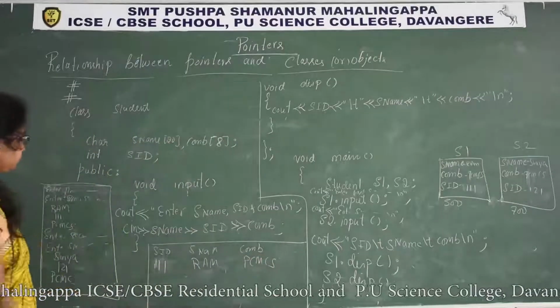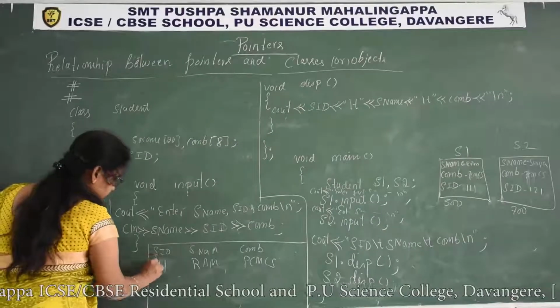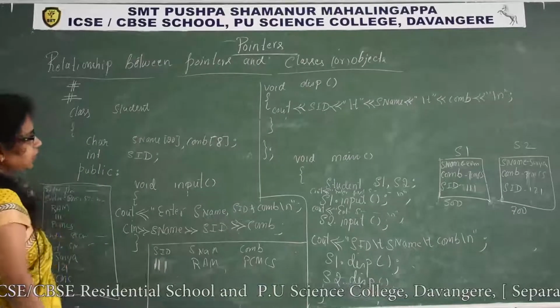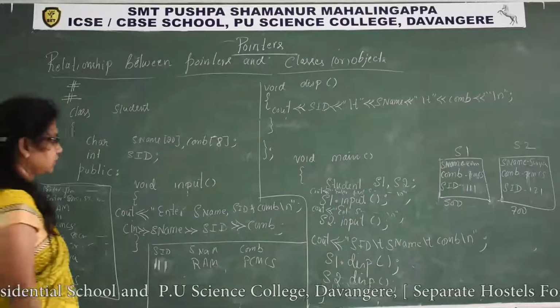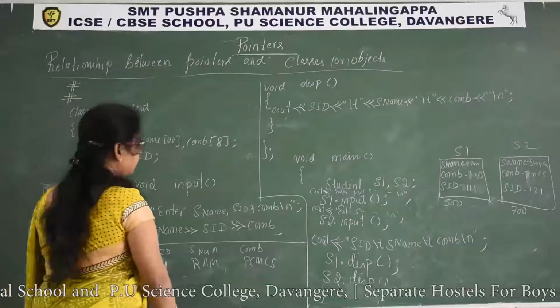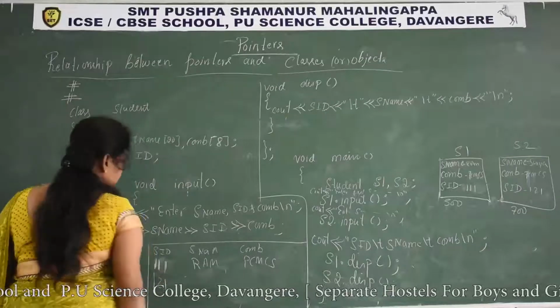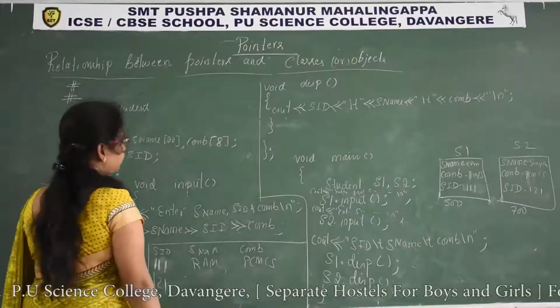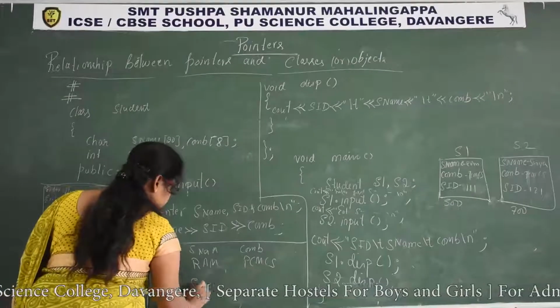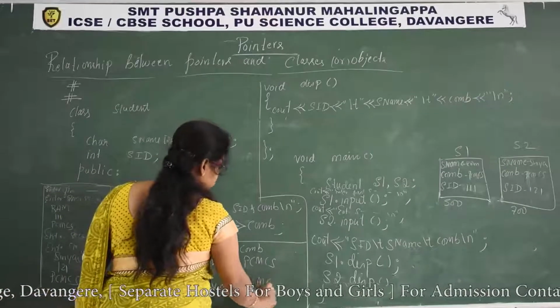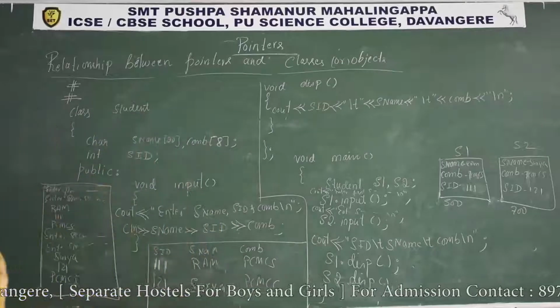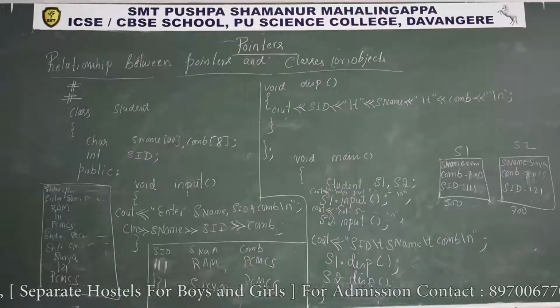Next, SID. Whose value do I want to display? The S2 object. So what is there in SID? 121, and S name Surya, then combination is PCM-CS. In this way it displays. This is the normal way of accessing the members of a structure.